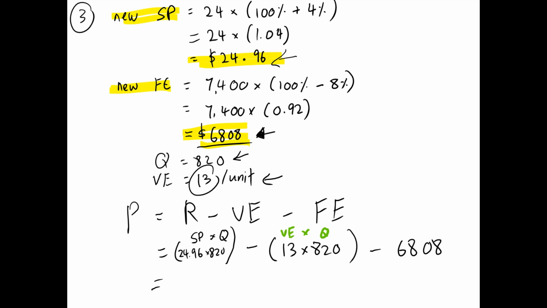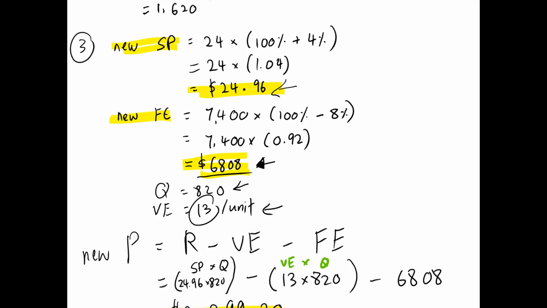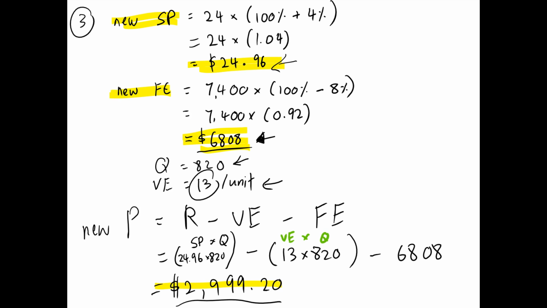So find out the figure. So it's $24.96 times by 820 minus 13 times by 820 minus 6,808. You will get 2,999.20. So this will be your new profit. So your new profit equals 2,999.20. So this is how you do question number 1, requirement number 3.